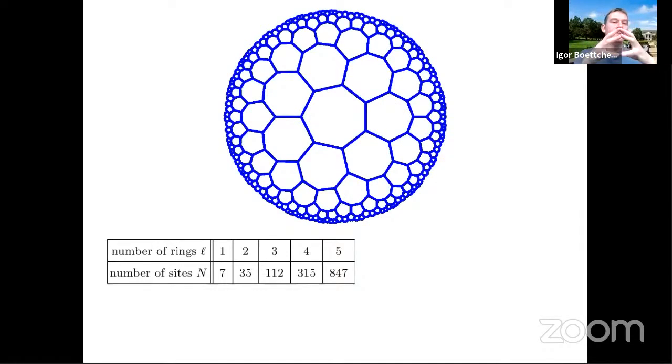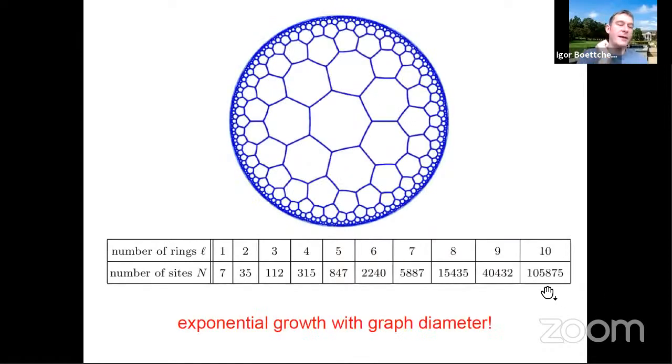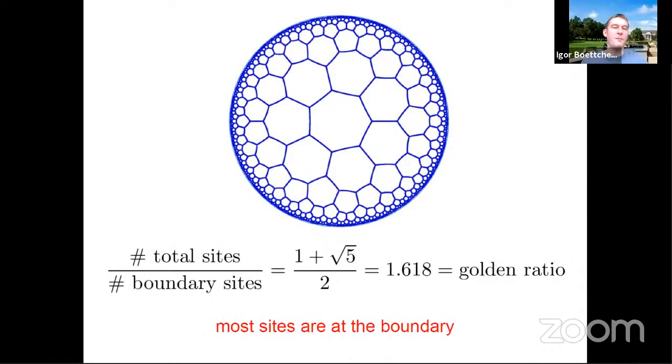So it completely bunches all the sites on the boundary. And if you were to go, say, 7 generations, so you roughly have 7 sites if you go across this diameter, which is called the graph diameter, then you would already have 100,000 sites. So you have an exponential growth of the number of sites with this graph diameter. And for this heptagonal lattice, you can actually show that the total number of sites in ratio to the boundary number of sites is the golden ratio of 1.6. So you can see that most sites are at the boundary.